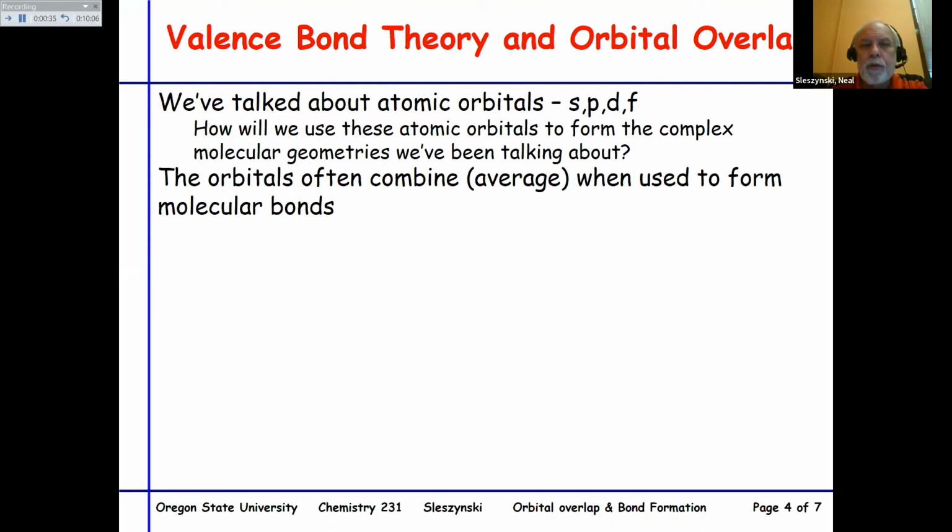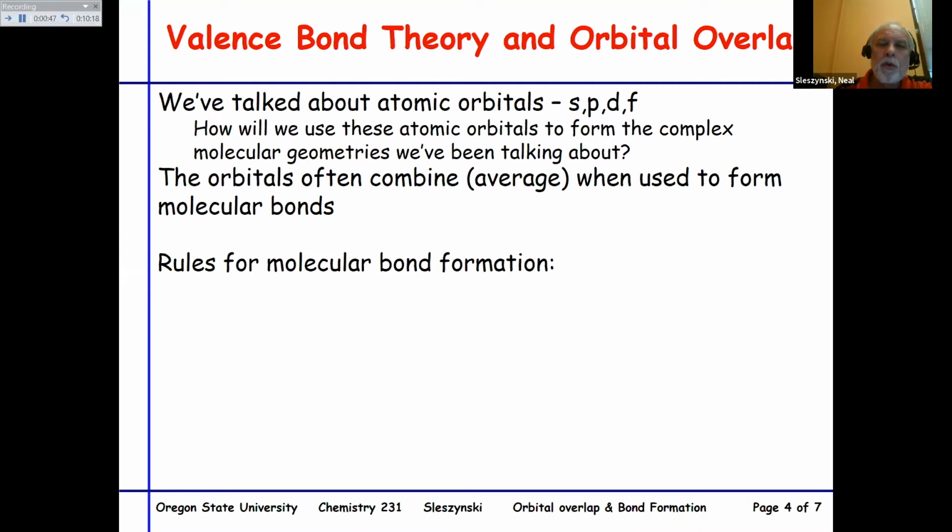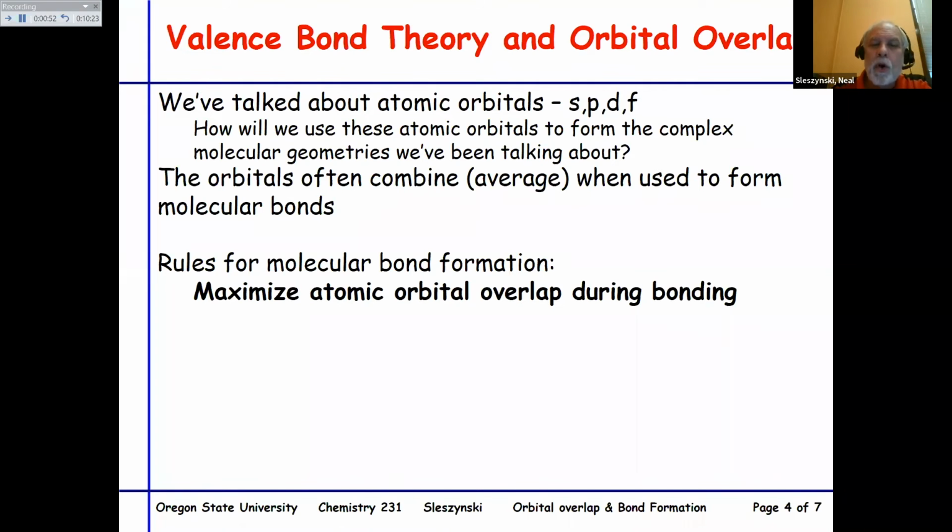Well, most often we'll do this by taking our atomic orbitals and combining them or averaging them both in energy and geometrically in space to form our molecular orbitals. Here are the rules for our molecular bond formation. We're going to try to maximize the atomic orbital overlap during bonding, because that will give us a bigger overlap and a stronger bond.